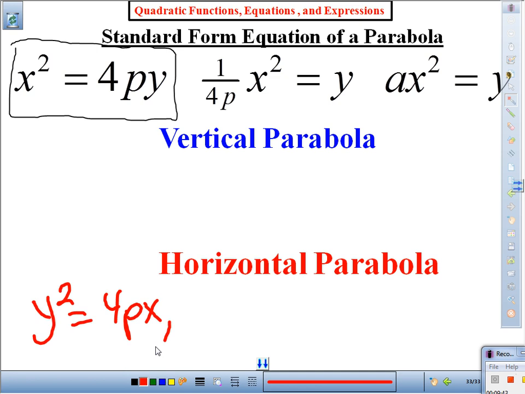Bam. By the way, what does this remind you of? Three weeks ago, what did we do? We did inverse functions. Remember? Where we switched the x and the y. All right, tell your neighbor the other one. What do they look like, please?